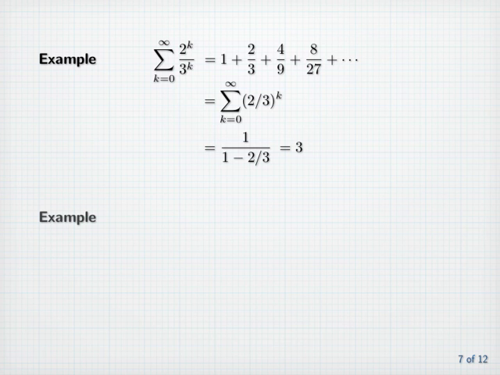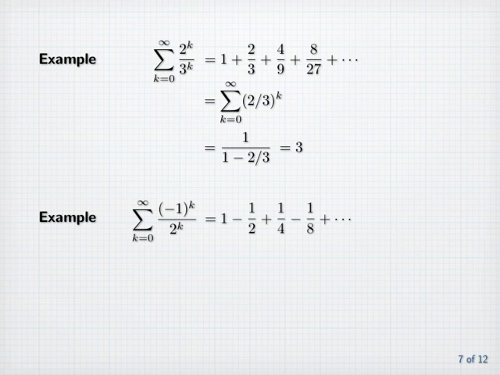Another example: the sum from k equals 0 to infinity of (-1)^k over 2^k, which equals 1 - 1/2 + 1/4 - 1/8 and so on, is equal to the sum from k equals 0 to infinity of (-1/2)^k. Therefore, our formula for the sum of the geometric series says that this series is equal to 1 over (1 - (-1/2)), or 1 over 3/2, which equals 2/3.